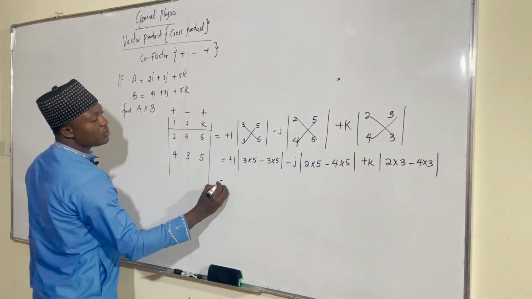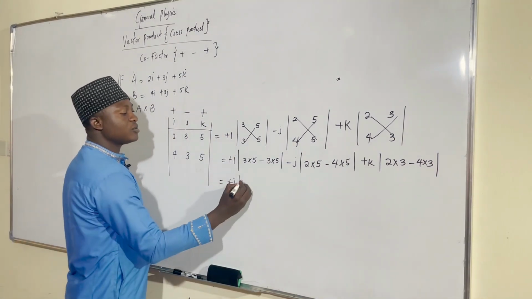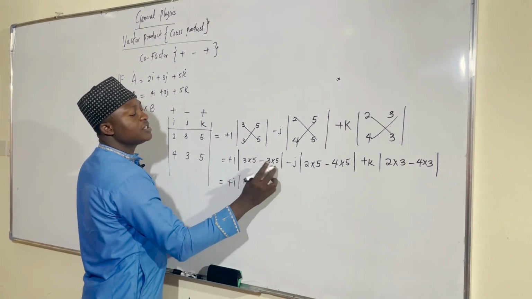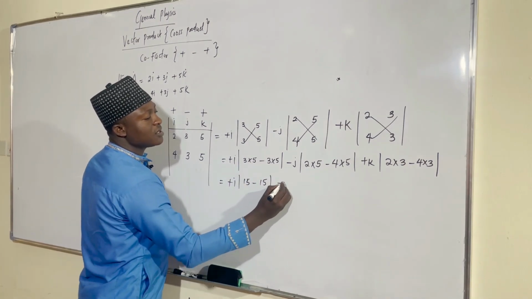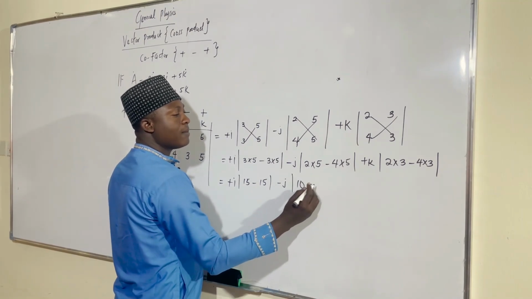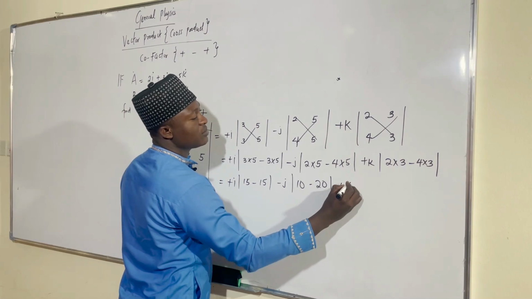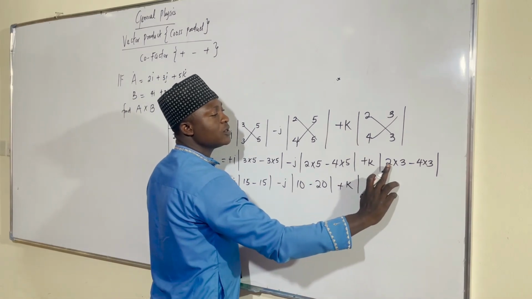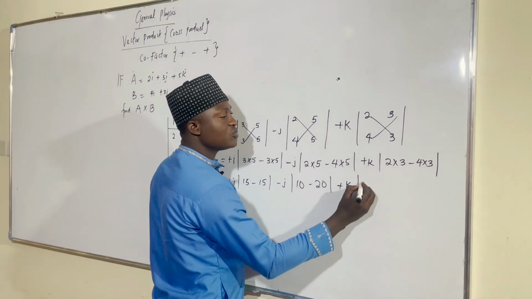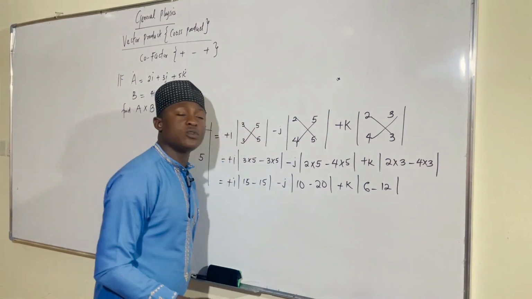Now, so here we can have plus I, 3 times 5. That one is nothing but 15. Minus 3 times 5 as well is also 15. Minus J. 2 times 5, we are going to have 10. Minus 4 times 5, we are going to have 20. Then plus K, the next one, 2 times 3, we are going to have 6. Then 4 times 3, we are going to have 12. We just simplify the numbers.